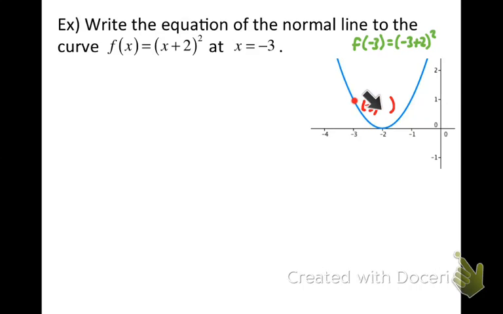Now when you're trying to find the y-coordinate for the point of tangency, you plug the x-coordinate for that point into the original function itself, right? And so we have f of negative 3 equals negative 3 plus 2 squared. That's negative 1 squared, which is positive 1. That's the y-coordinate for this point of tangency.